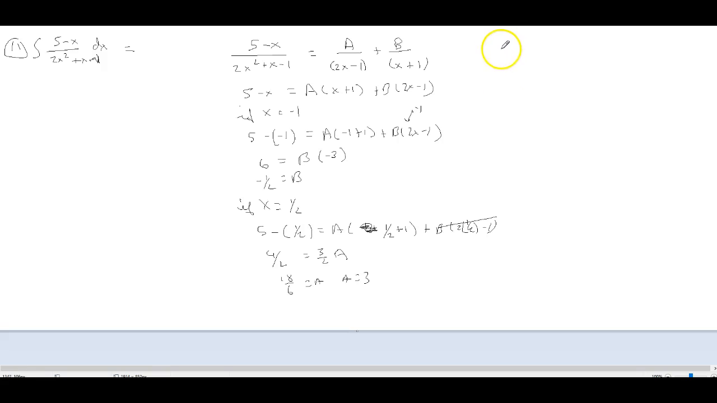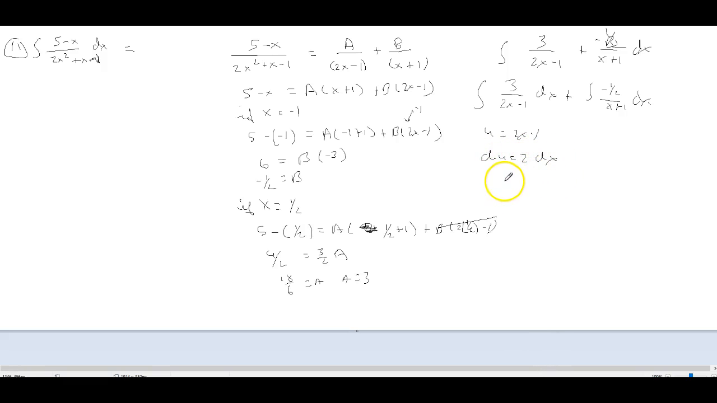Again, the reason I'm showing this problem is because now I'm in the integral, and I get 3 over 2x minus 1 plus b over x plus 1 dx, and b was negative 1/2. Okay, so I separate these. Integral of 3 over 2x minus 1 dx plus integral of negative 1/2 over x plus 1 dx. I set u equal to 2x minus 1. I get du equals 2 dx.